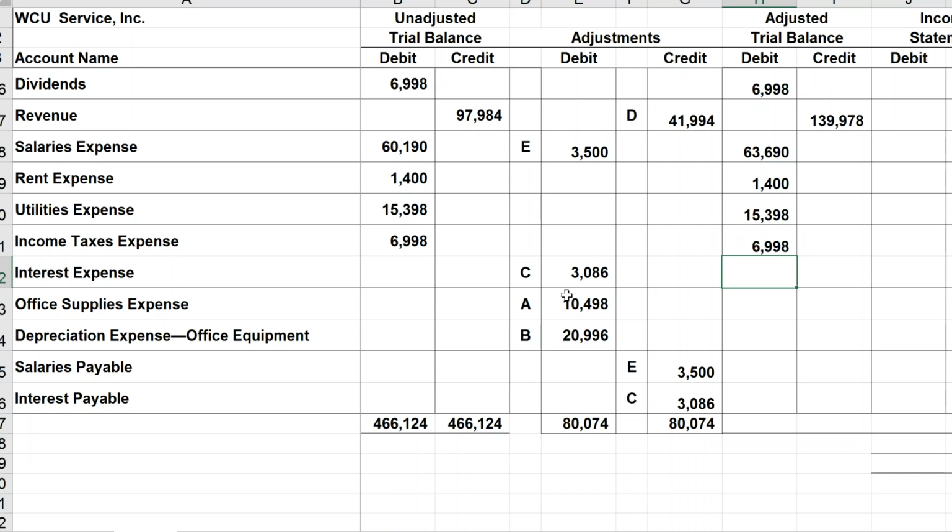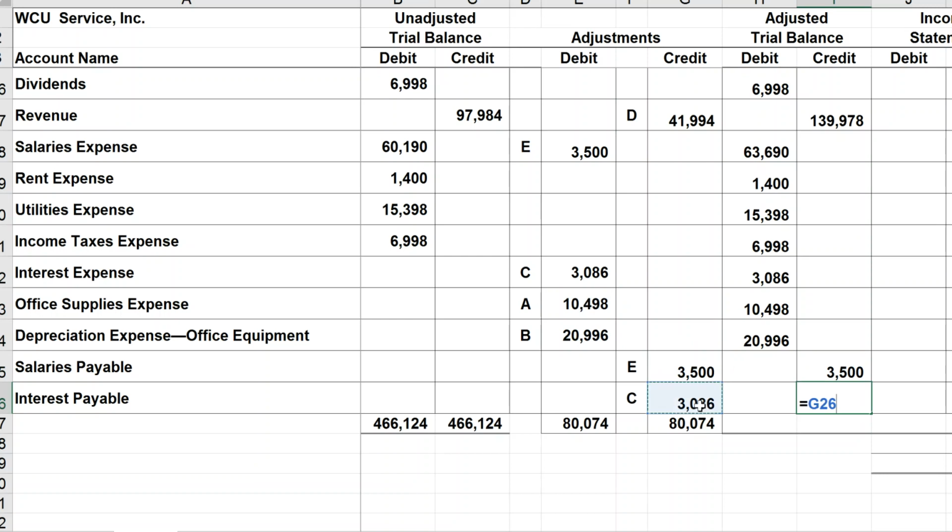Note that my interest expense, there's no unadjusted trial balance, but I do have adjustments made. So since my adjustment is a debit, I'm going to go ahead and put that as my debit balance. Note that my office supplies expense is a debit balance. Note that my depreciation expense for my office equipment is a debit balance. My salaries payable, that is a credit balance. And my interest payable is a credit balance.